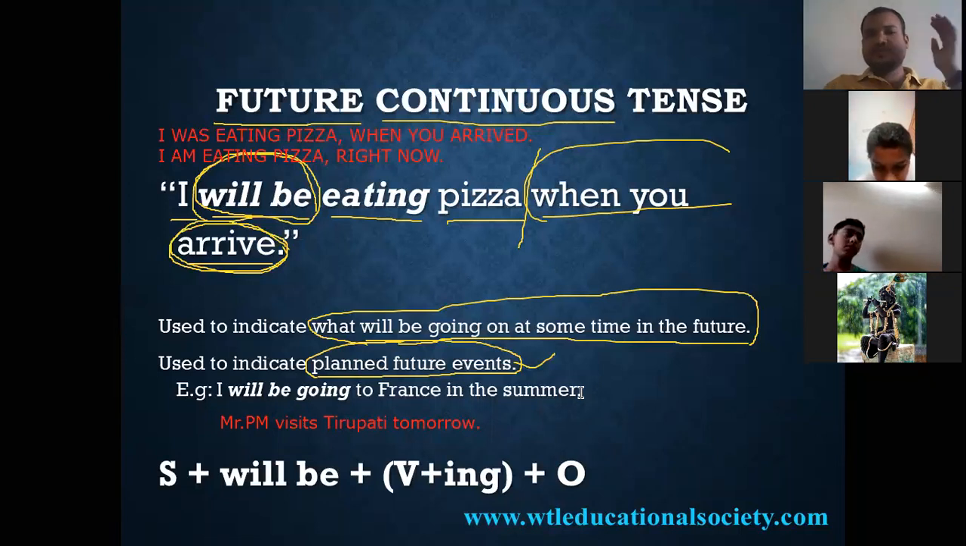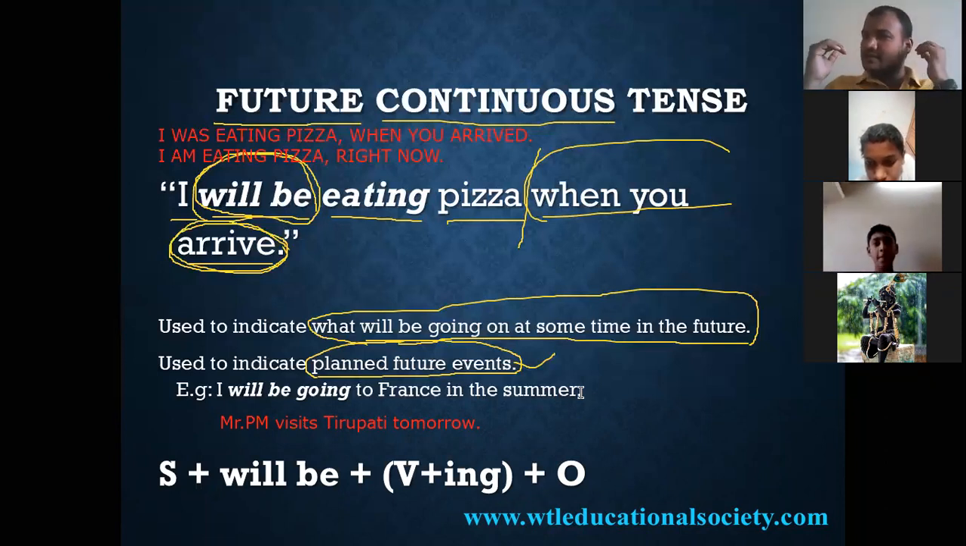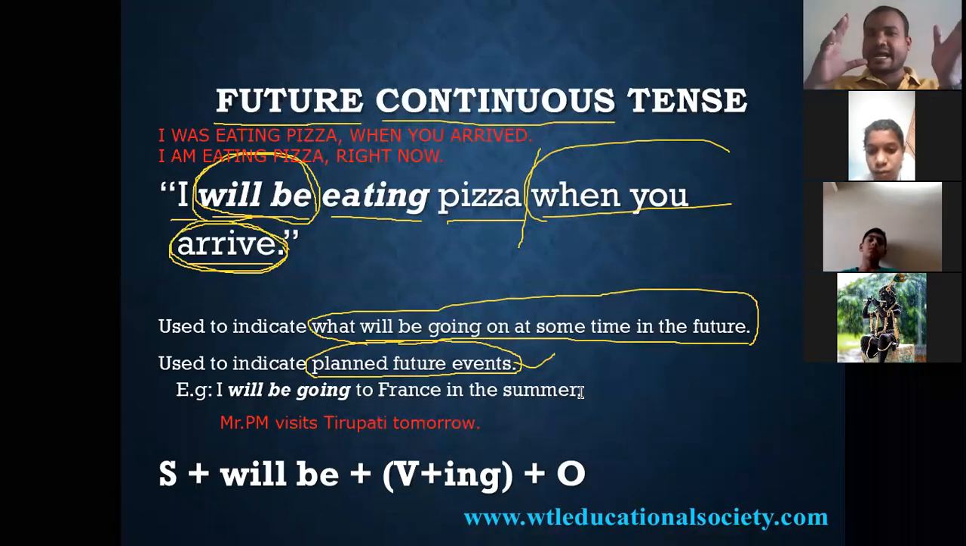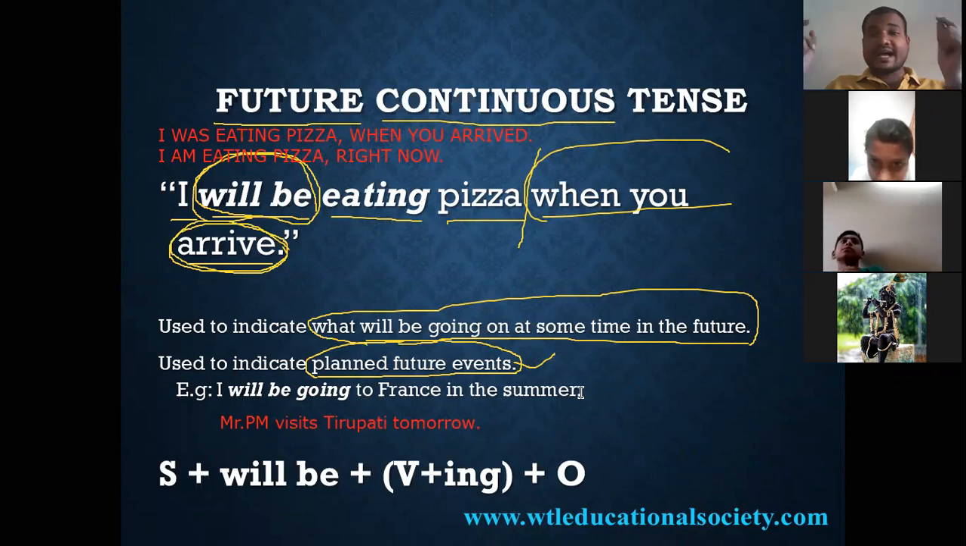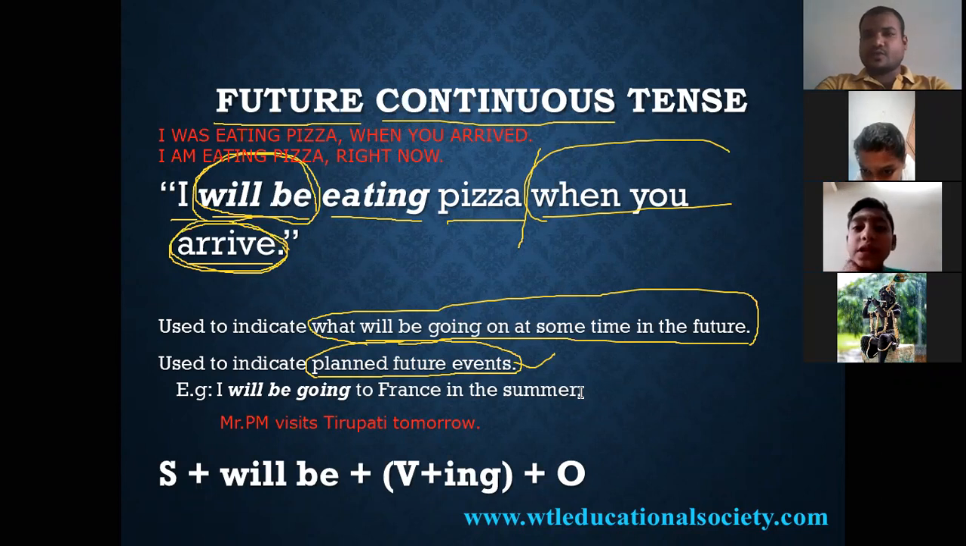So if someone is visiting a place as part of their schedule, their planned timetable, in that case you can use that as the simple present tense. So the PM visits Tirupati tomorrow, in a sense the Prime Minister of India.